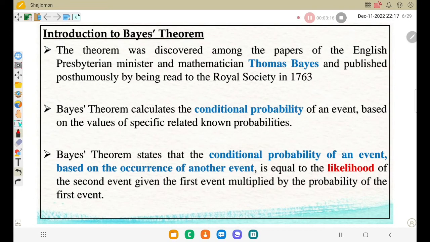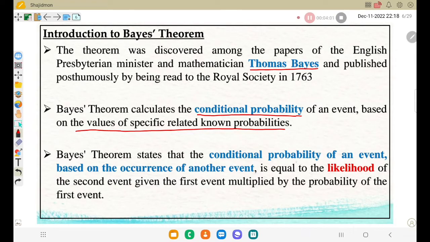So before coming to Bayes theorem, let's see some introduction. Bayes theorem was discovered among the papers of the English minister and mathematician Thomas Bayes. He published a paper in the Royal Society in 1763, so this theorem is familiar by his name, Bayes theorem, Thomas Bayes. Now Bayes theorem calculates the conditional probability. As I told, Bayes theorem also calculates the conditional probability, whatever we discussed in 5.2, but here it is the reverse probability, which I will explain later, of the event based on the values of specific related known probabilities, correct? So it is just a calculation of conditional probability.